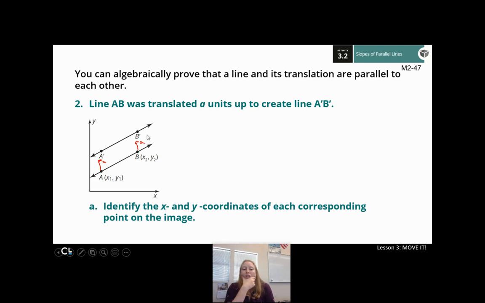So what I'd like you to do is take a moment, knowing what you know about translating things up. I would like you to identify what happened to your x and y coordinates for the image. Go ahead and hit pause and put some thought into this, and then hit play when you're ready to check your work.